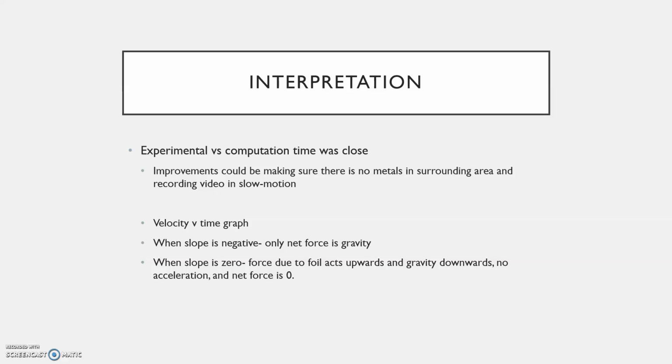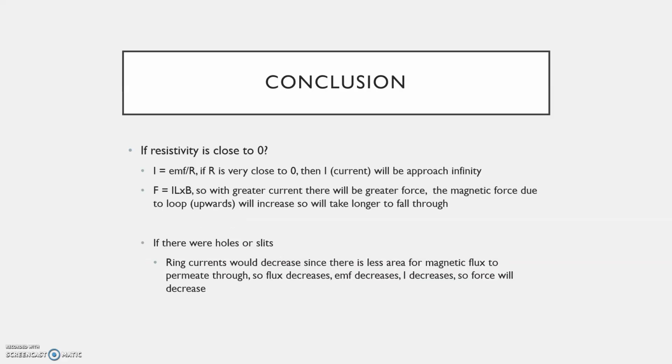Then for the velocity versus time graph, the slope is negative when the only net force is gravity, and when the slope is 0, the force due to the foil acts upwards and gravity downwards, so there is no acceleration, the net force is 0, and it reaches a terminal velocity.